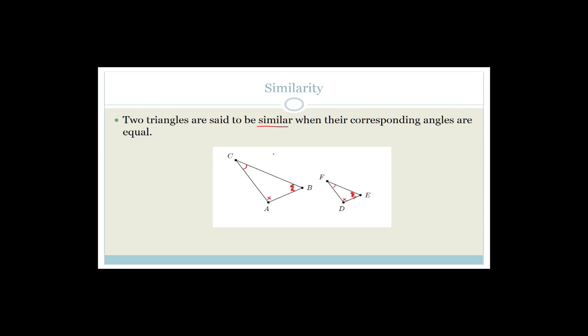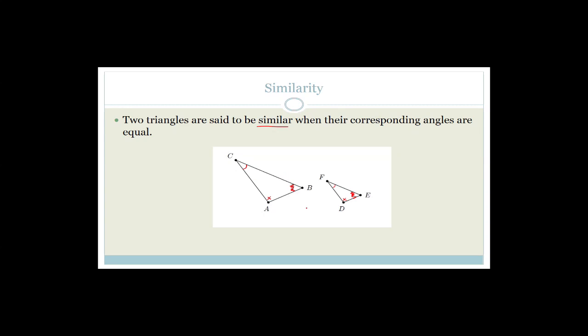And what does that mean? That means that I can take this triangle here, the little one, and I can scale it up to be the same size and cover ABC, or I could take ABC and I could scale it down and it would cover FDE.